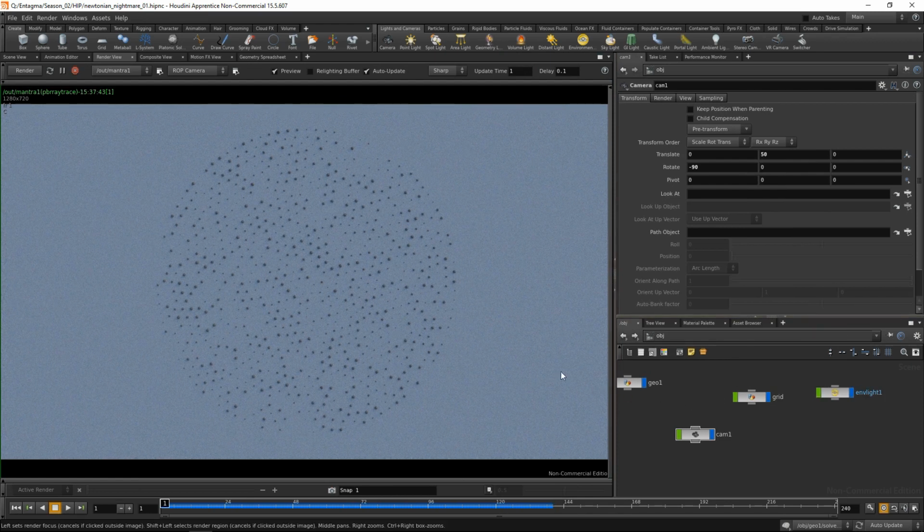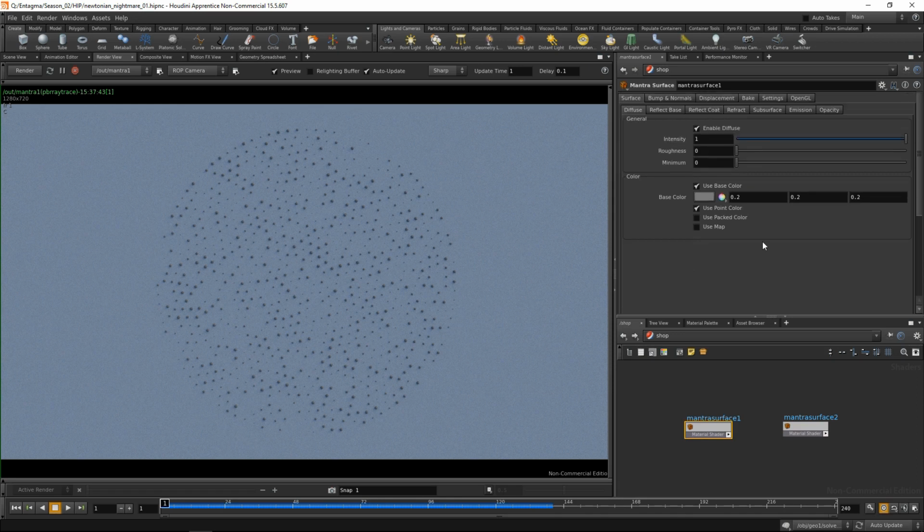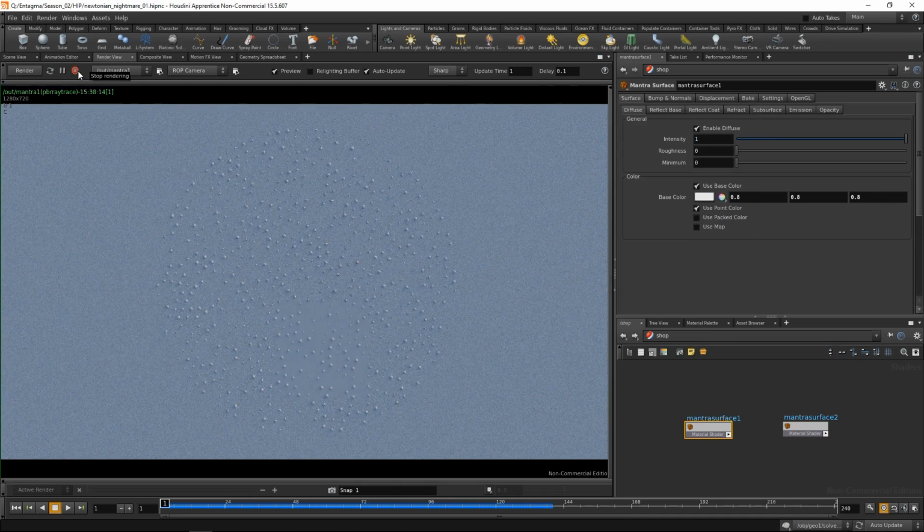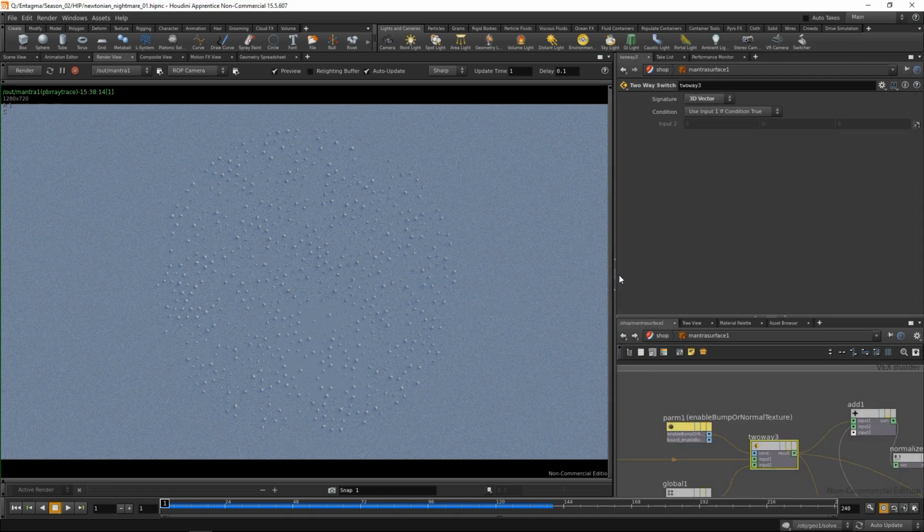So let's work a bit on our particle material here by, on the one hand, increasing the diffuse color, and on the other hand, taking into account that emit attribute that we created on the simulation, so that as soon as particles collide, their emission gets set to 1. So to take that into account, we right-click on the mantra surface node here and hit allow editing of contents. And now we can dive into the mantra shader here.